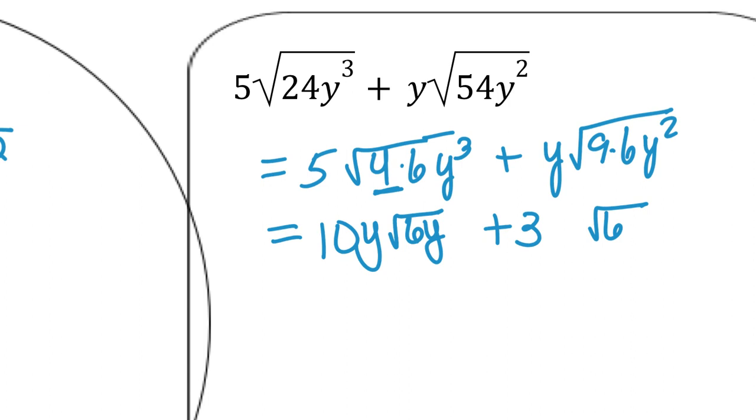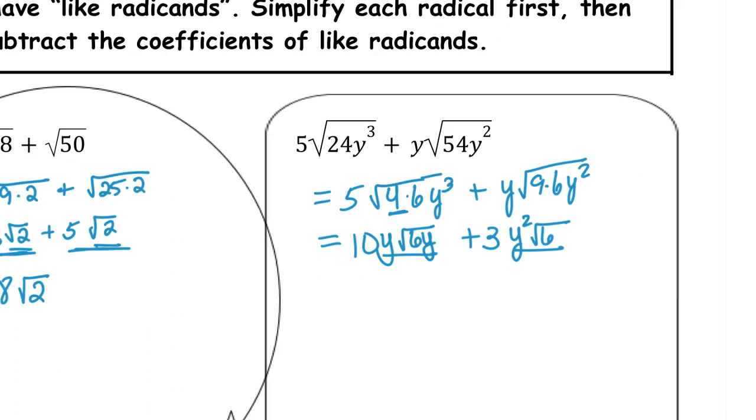I have the square root of y squared. 2 divided by 2 is 1, remainder 0. So I have a y on the outside and another y comes out, so I have y squared. Are these identical? No. Then you're done. Okay. You cannot put them together. They are not like terms.